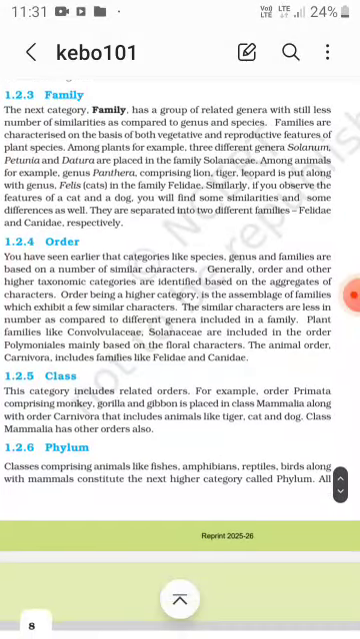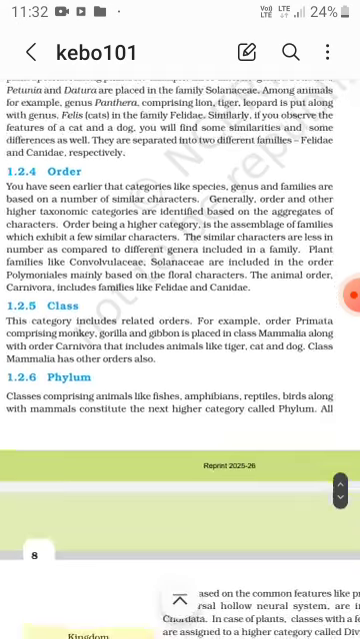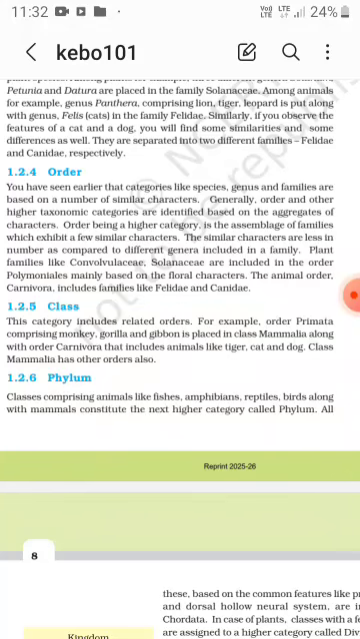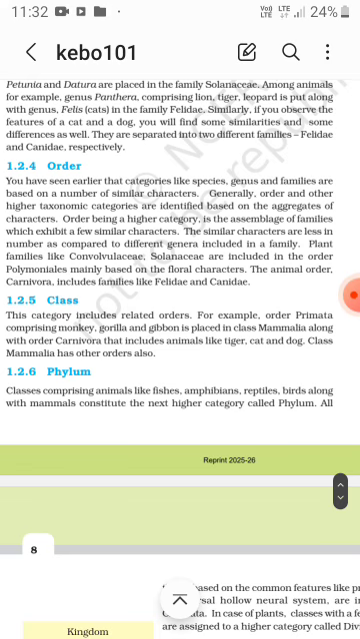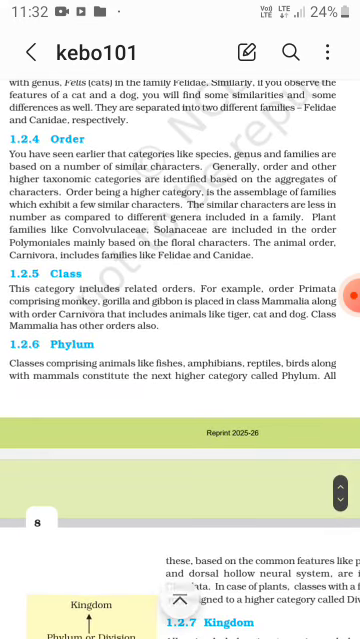But dog has a different family, that is Canidae. So what about order? Generally, order and other higher taxonomic categories are identified based on the aggregates of characters. Means after the order, the other higher categories are based on the aggregates of characters. Order, being a higher category, is the assemblage of families which exhibit a few similar characters. The similar characters are less in number as compared to different genera included in one family.